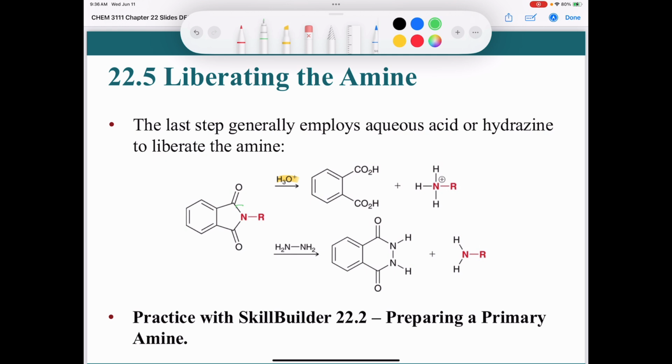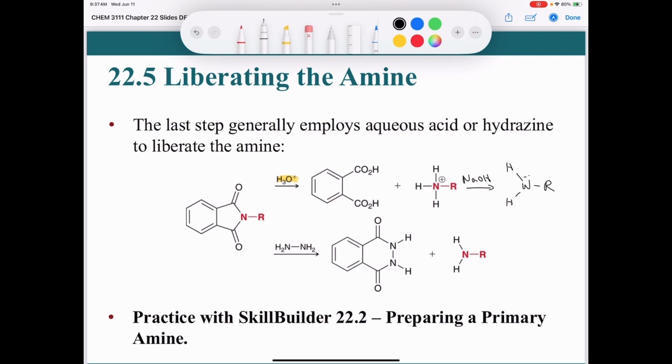So you can see you're breaking this bond here and this bond here, okay? And that releases what's called phthalic acid. So that's phthalic acid. But since you're an acid, you end up with an ammonium ion like this. So that means you would have to treat that with a base, right, to regenerate your amine. Okay, so that would give you an extra step.